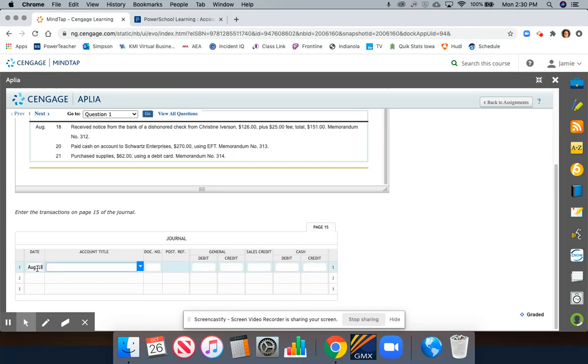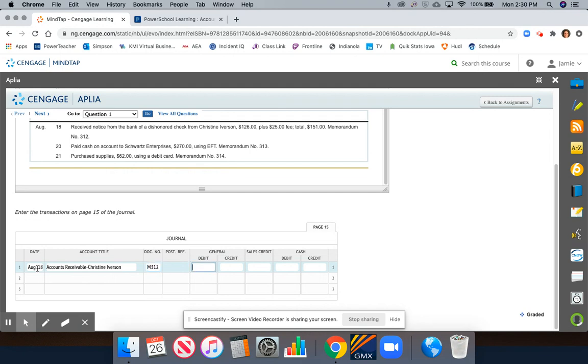And this is a transaction for a dishonored check from Christine Iverson. $126 plus a $25 fee, memo number 312. So Christine Iverson owed us money. We are eventually going to receive money from her. So we call that accounts receivable - Christine Iverson, memo number 312.